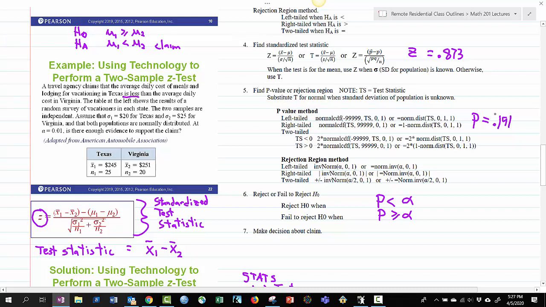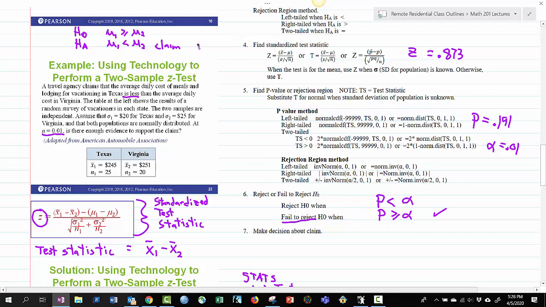Now we can finish the question from here. If you remember, the question is about this claim that vacationing in Texas is cheaper than vacationing in Virginia. It says use alpha equals 0.01. So our p-value is 0.191. Our alpha is 0.01, right? Our p is quite a bit bigger than alpha. So we're going to fail to reject the null.